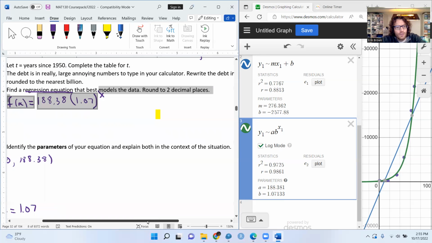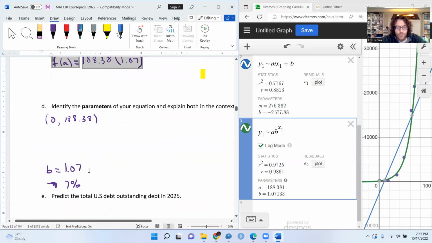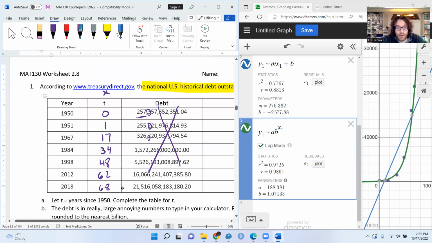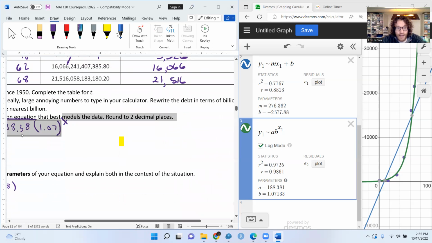And so you should have something about in 1950, it was this, and then it grew by this much since 1950. By the way, notice the numbers are in billions of dollars. So this 188.38 is $188.38 billion.